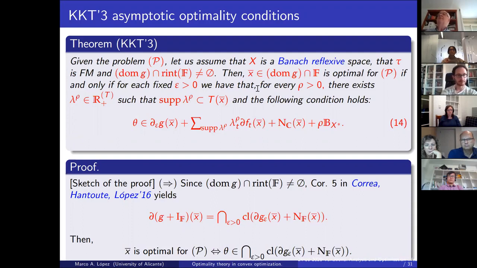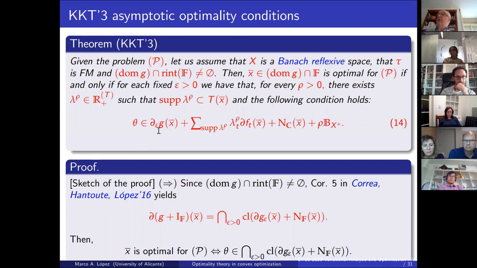If x bar is in this natural set, in the intersection of the feasible set with the effective domain, it will be optimal if and only if, and the only thing I can get is this asymptotic optimality condition: for every fixed epsilon positive, first I fix epsilon, and now for every rho, there exists a number of positive multipliers, all of them associated with active constraints at the point x bar, such that I have this condition here.